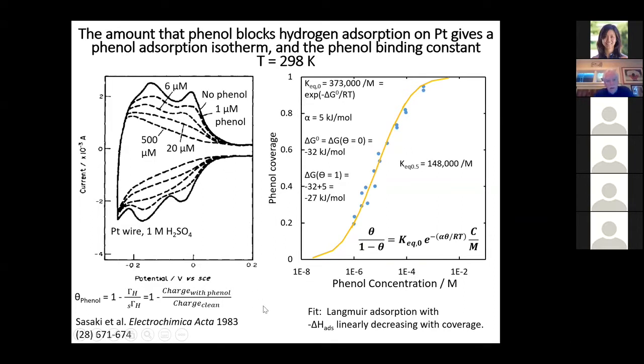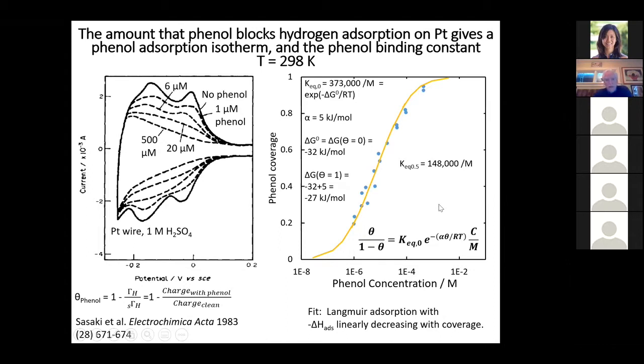And so we took the data from Sasaki and plotted it up, and sure enough, you get something that looks like a kind of Langmuir adsorption isotherm. This isn't the true one, this is just a relative number here, and only looking at the attenuation of the first part of this. And you can get an equilibrium constant out of that.